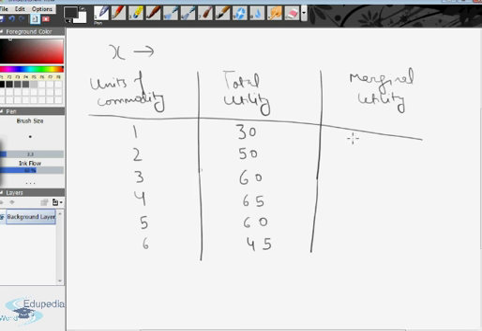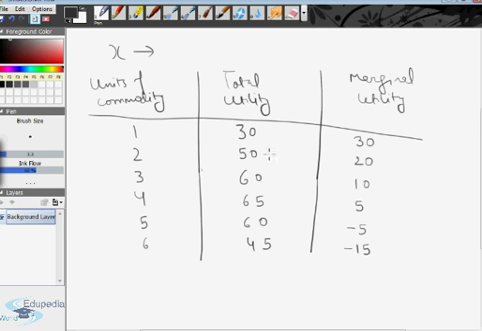The same way, from the given total utility, we can also calculate the marginal utility. First unit, it will be 30. Now second unit, as marginal utility is the change in total utility by consuming one additional unit, so 50 minus 30, it is 20 from consumption of the second unit. 60 minus 50, it is 10 from the consumption of the third unit. Then 65 minus 60, it is 5 from the consumption of the fourth unit. Then 60 minus 65, it is minus 5 from the consumption of the fifth unit. And 45 minus 60, it will be minus 15 from the consumption of the sixth unit.